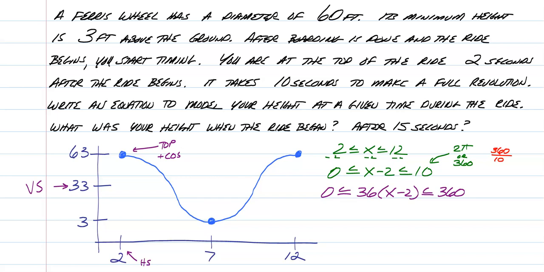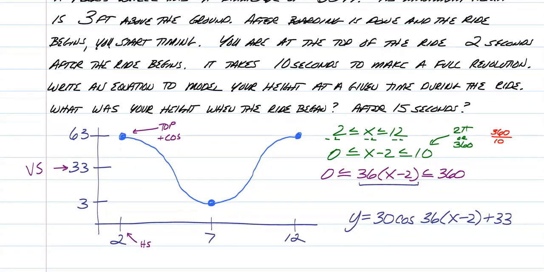That makes our equation y is equal to, we have an amplitude from 33 to 63 and from 3 to 33, aka half the diameter of 30. It's positive because we start at the top. Cosine. And now we have our b portion. So we have 36 times (x minus 2) because we were shifted 2 to the right. And then we have our vertical shift of 33 up. And that is the equation that models this problem.